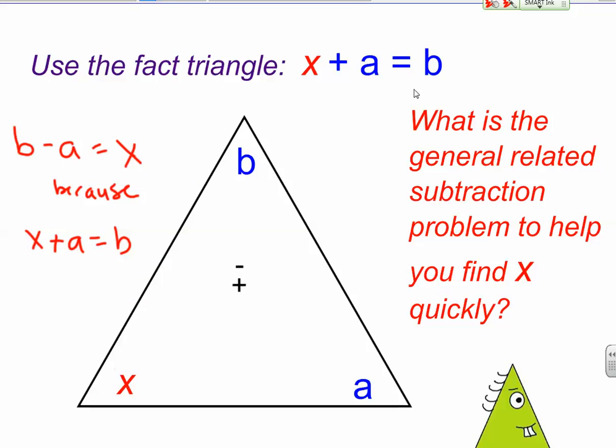And use the fact triangle. So what we find is that b minus a equals x, because x plus a equals b.